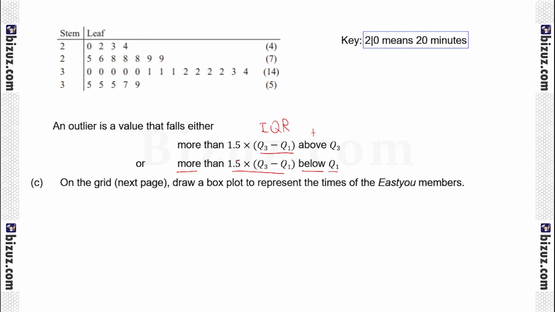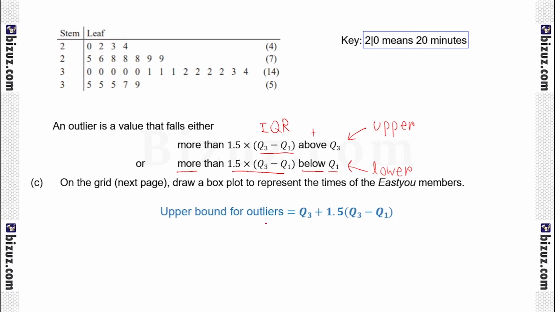So an outlier is any value that is either more than this value that we're going to get, or less than this value that we're going to get. In one way you could say that this is your upper limit. Any value more than this upper limit is going to be an outlier, and likewise this is your lower limit. Any value lower than it is also going to be an outlier. So this is what we've done here.